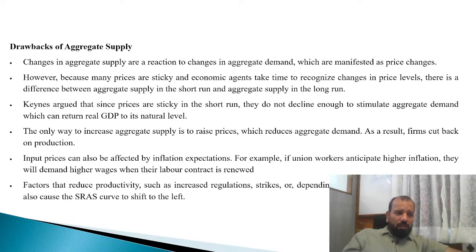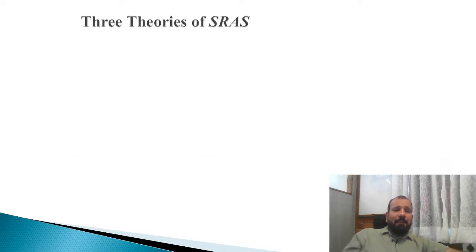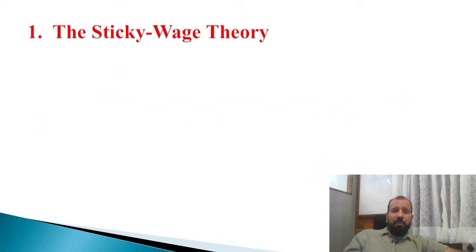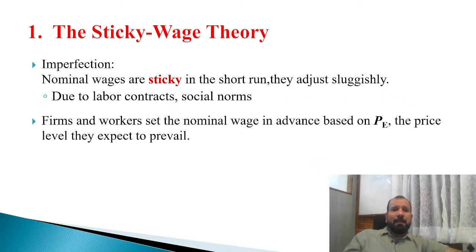This is all about the drawbacks of aggregate supply, and how to understand the market. These are all theories. The important one is the sticky wage theory. Nominal wages are sticky in the short run. They adjust sluggishly due to labor contracts and social norms.